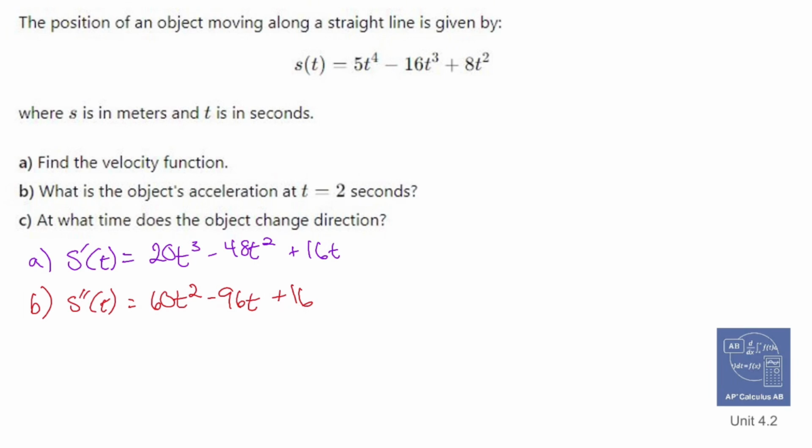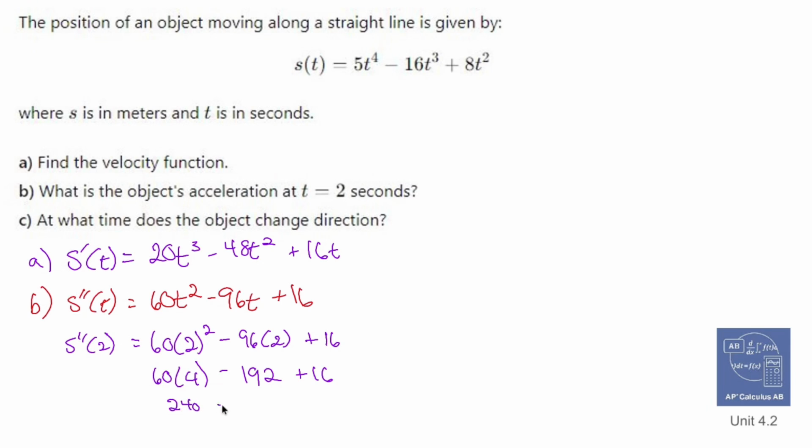Now I'm going to plug in 2 into that equation right there. So s double prime of 2 is going to equal 60 times 2 squared minus 96 times 2 plus 16, and we just have some ugly math. 60 times 4 minus, what is that, 192 plus 16. 240 minus 192 plus 16 is going to be 64.